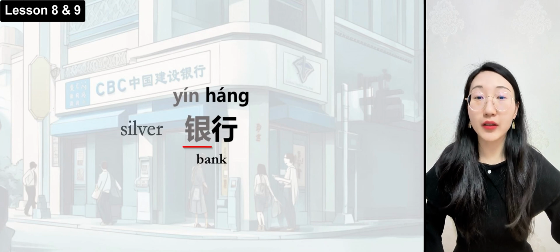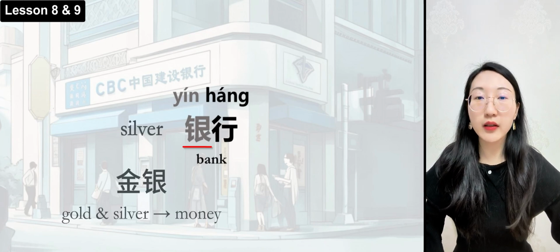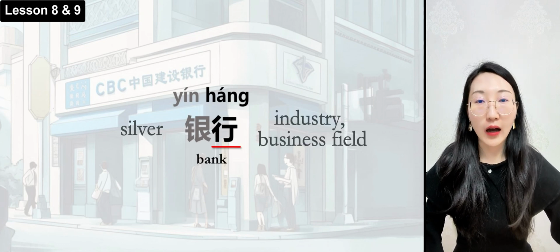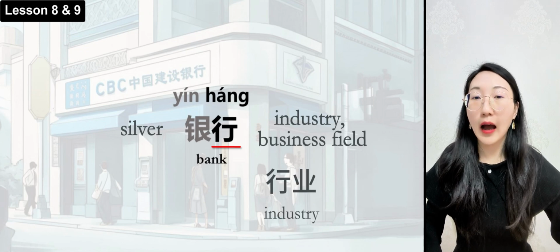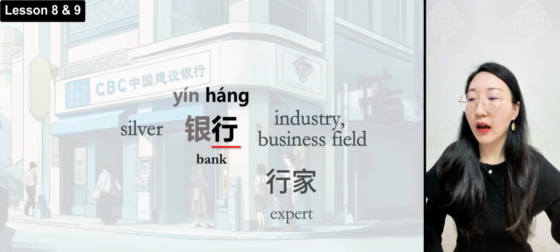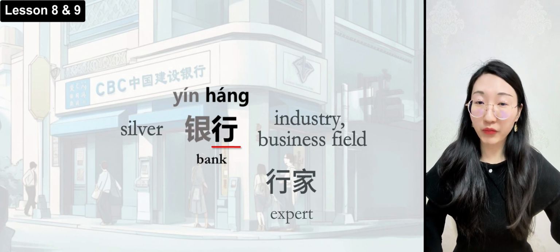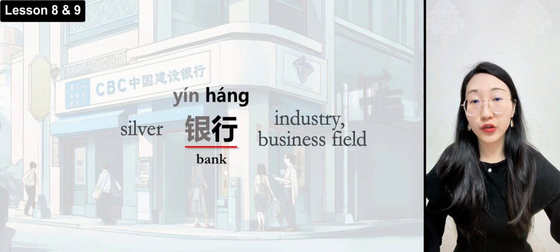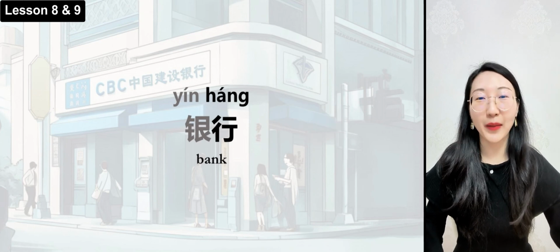银 means silver, like in the word 金银, gold and silver. 行 means industry, business field, like in the word 行业, industry, and 行家, expert in some field. So together the word 银行, silver, industry, and that's bank.